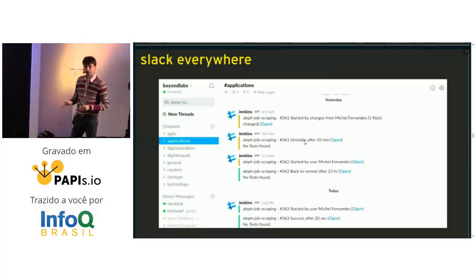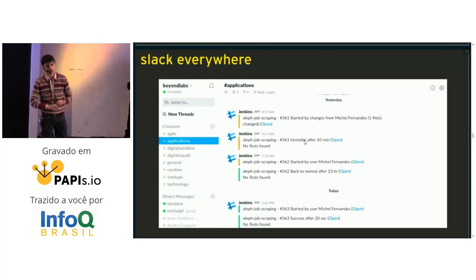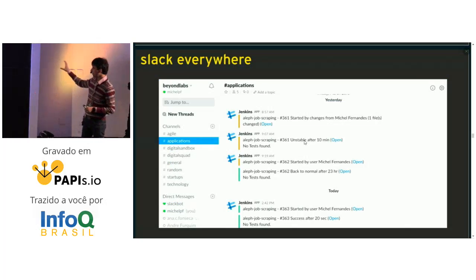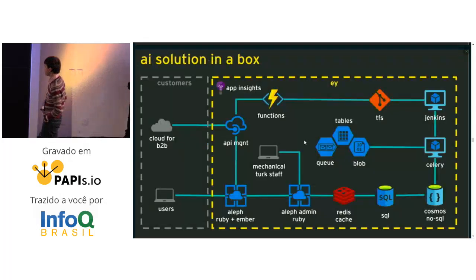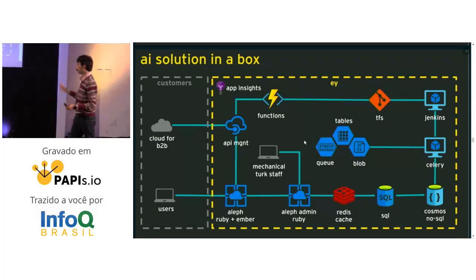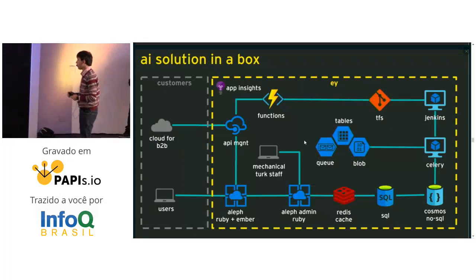We use Slack for everything, so our monitoring is based on Slack. Jenkins events, machine learning events, and all cloud events that are important for the team to check go to a group specific for that. It's interesting because people related to the product can check if there are new versions or changes in our code. Here is our architecture in a very simple way.